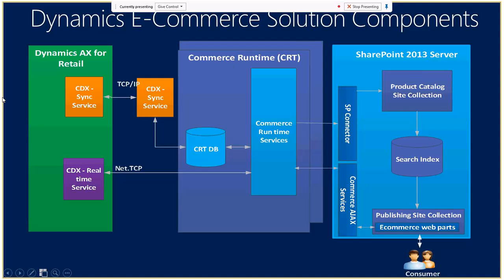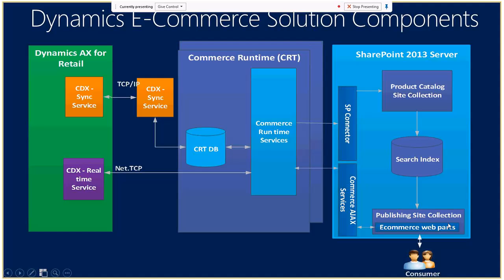So when the data is published from AX for Retail into SharePoint 2013, it goes through the SharePoint connector and goes into the product catalog site collection. This data is then crawled and loaded into the search index. The publishing site collection and the e-commerce web parts within that basically access the search index and retrieve data.